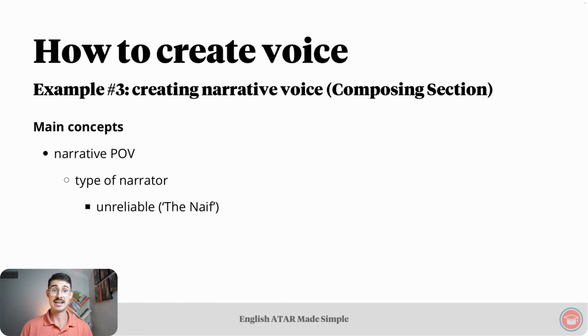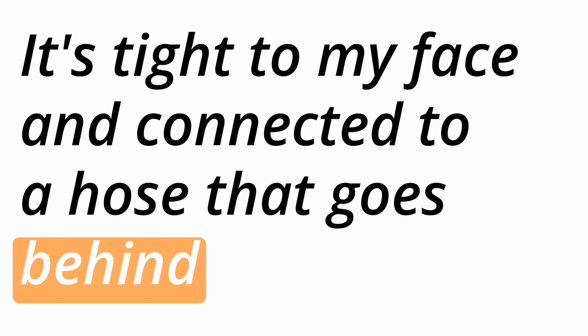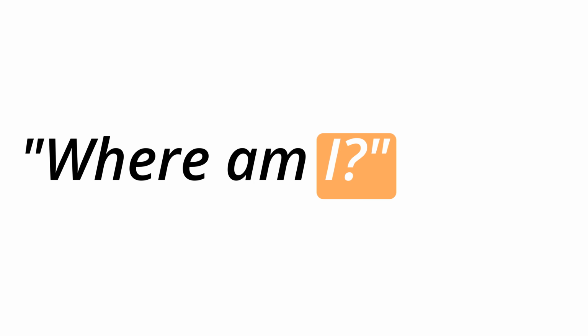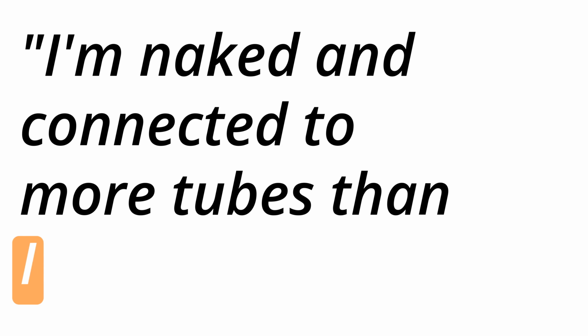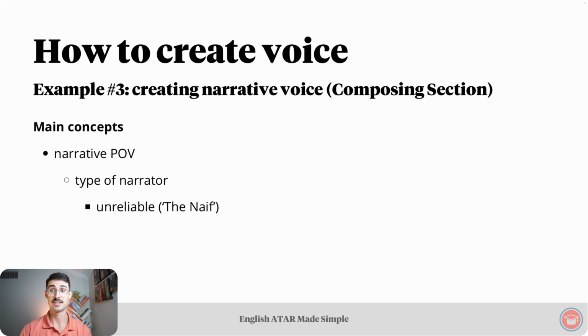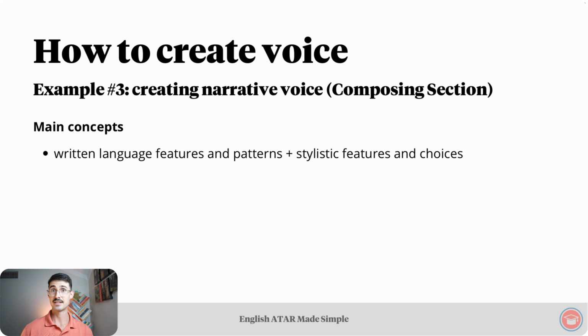Some examples that indicate that the narrator is unreliable. I'm wearing a breathing mask. It's tight to my face and connected to a hose that goes behind my head. Where am I? I'm naked and connected to more tubes than I can count. Those parts of the text tell us the protagonist is unreliable, or at least at this stage of the novel, because he can't really give the reader an accurate explanation of what's going on. He doesn't know where he is, and he's surprised by the fact that there are multiple tubes connected to him. So that is the narrative POV, and that is the super relevant concept when we're looking at narrative voice.